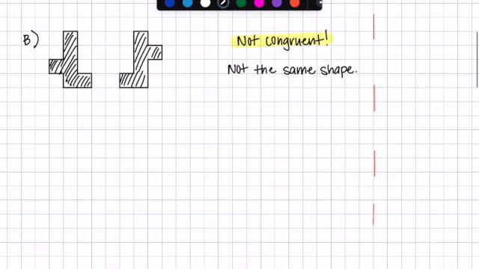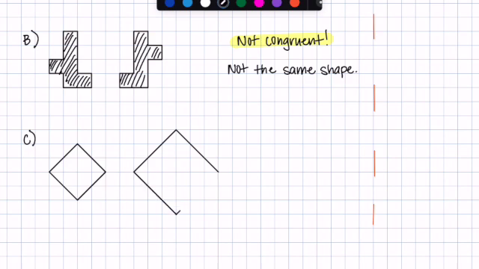We're going to do one more example here. So again, just comparing two shapes or two figures to each other. This is your last one in this section, C. Then I've got this diamond, and then I've got one more diamond. Now take a guess. What do you think? Are these going to be congruent or are they not congruent?